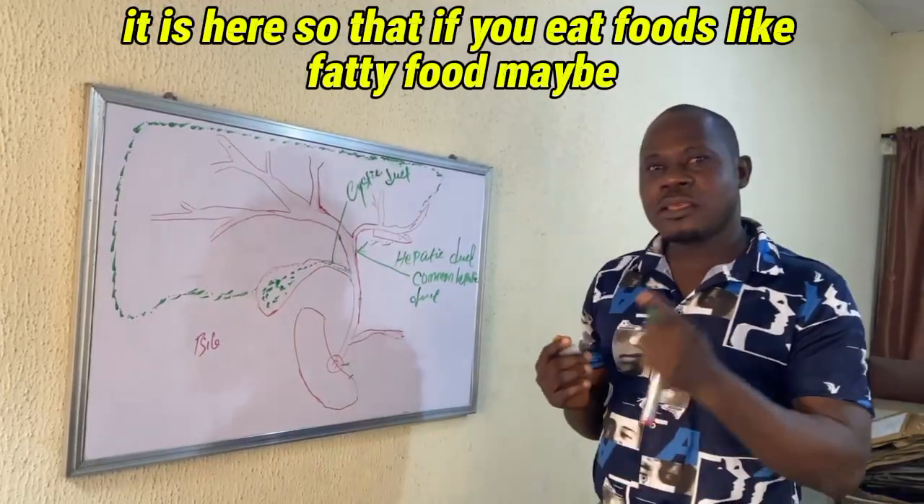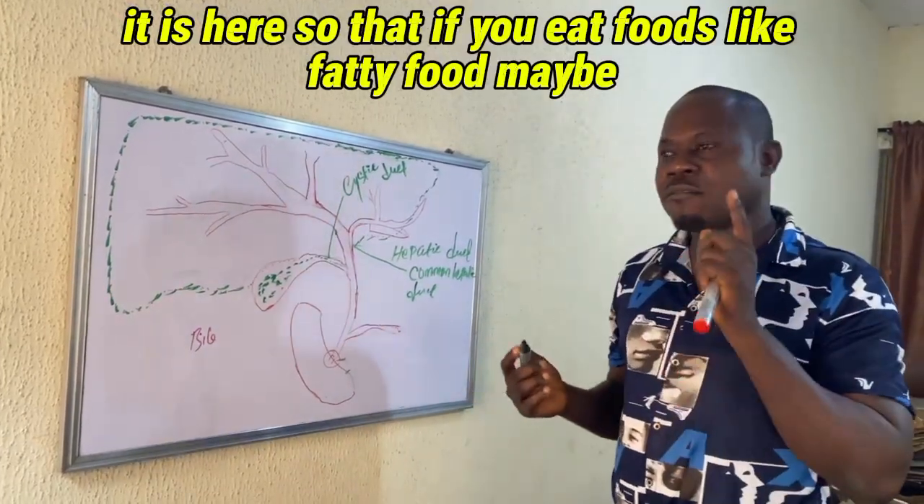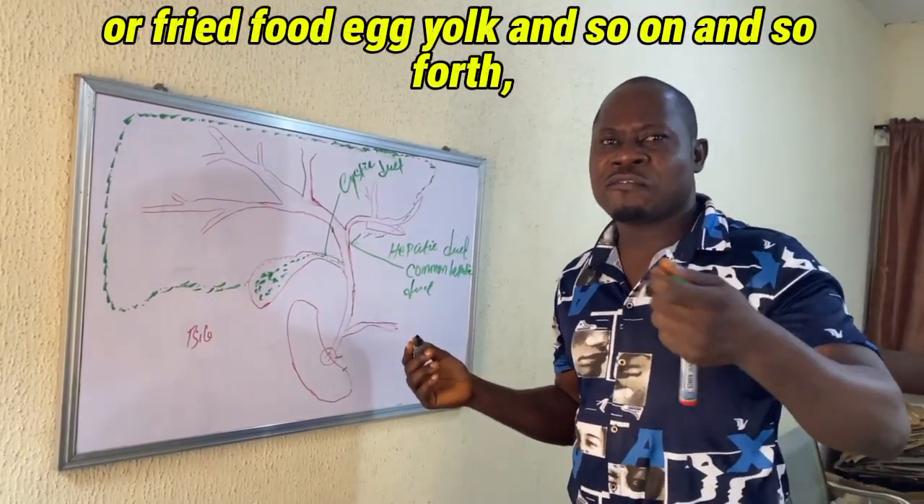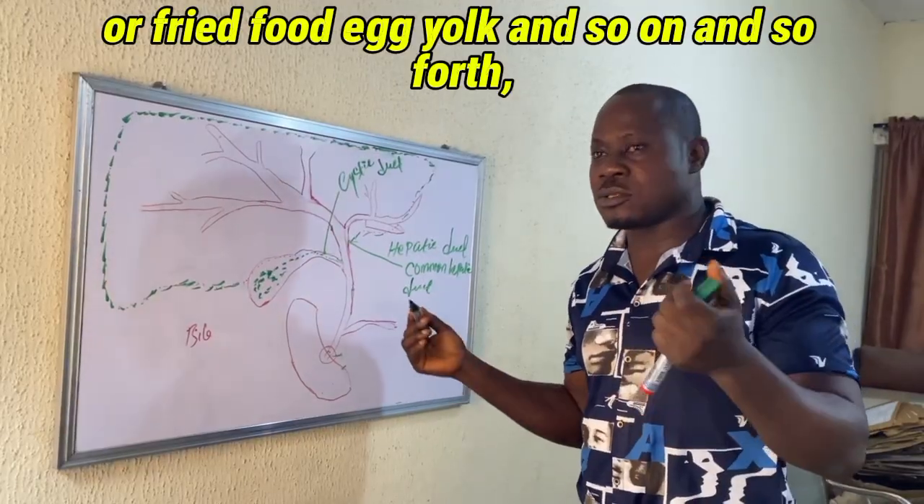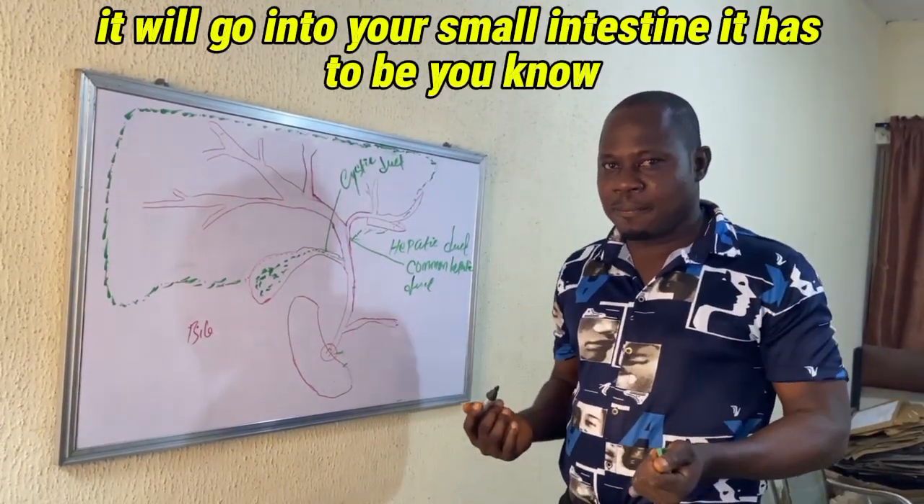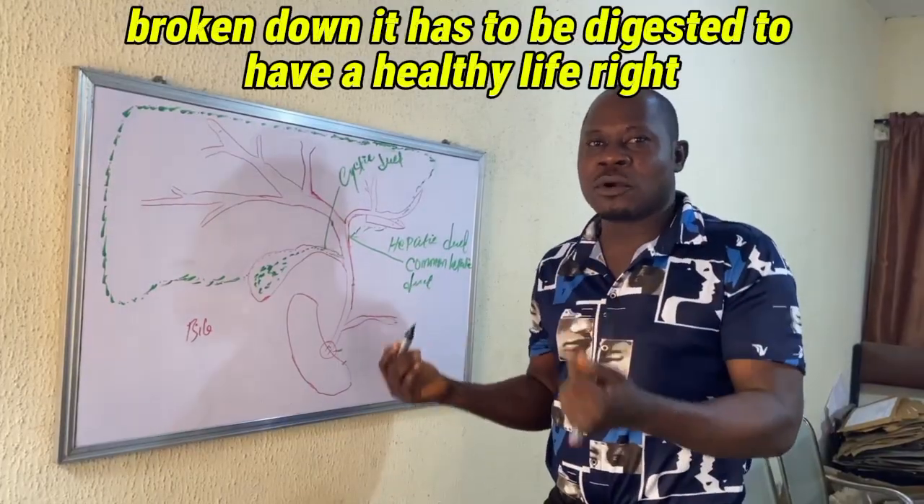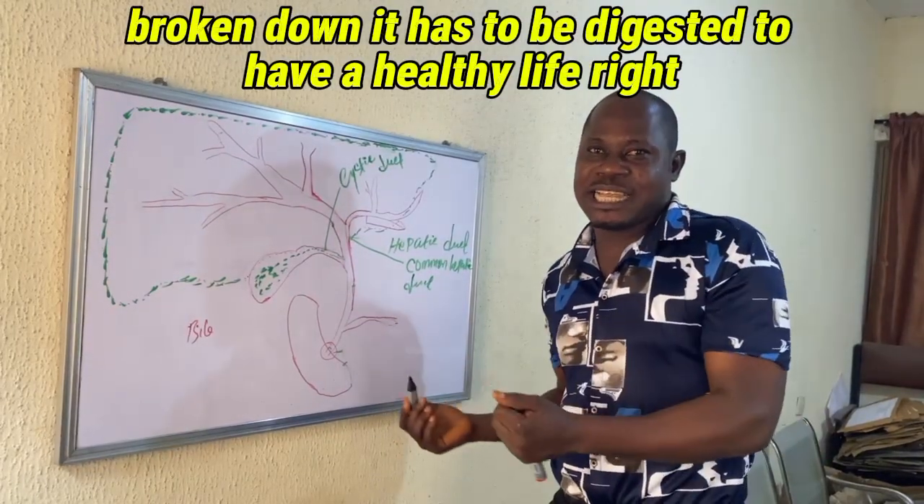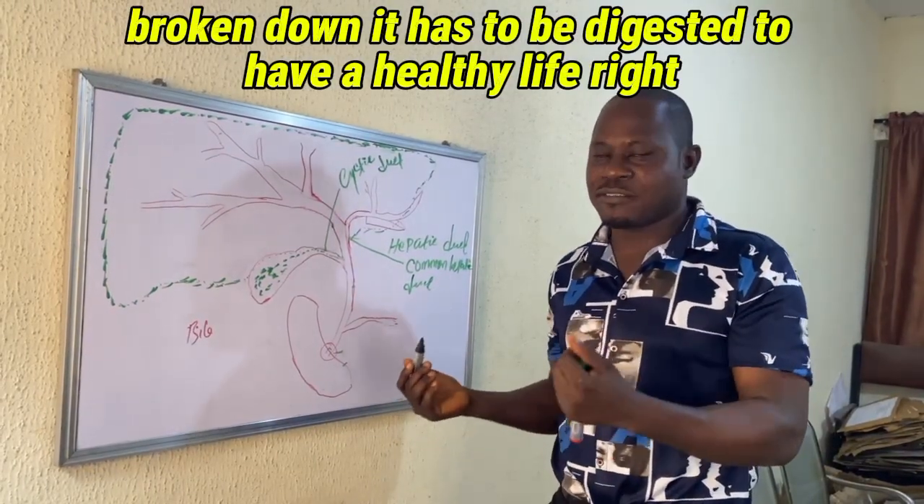It is here so that if you eat foods like fatty food, maybe fried food, egg yolk, and so on and so forth, it will go into your small intestine. It has to be broken down. It has to be digested to have a healthy life, right?